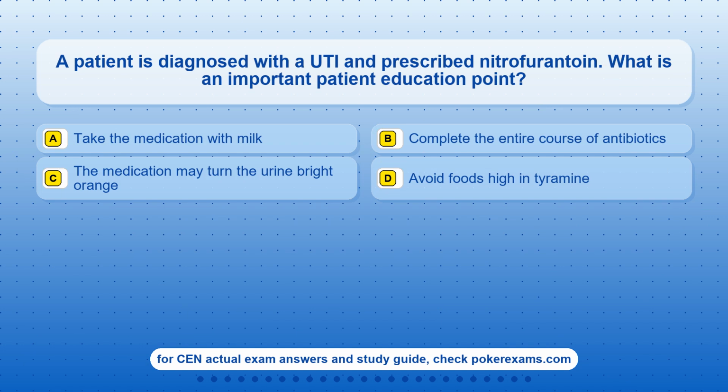Question 16. A patient is diagnosed with a UTI and prescribed nitrofurantoin. What is an important patient education point? Option A, take the medication with milk. Option B, complete the entire course of antibiotics. Option C, the medication may turn the urine bright orange. Option D, avoid foods high in tyramine.